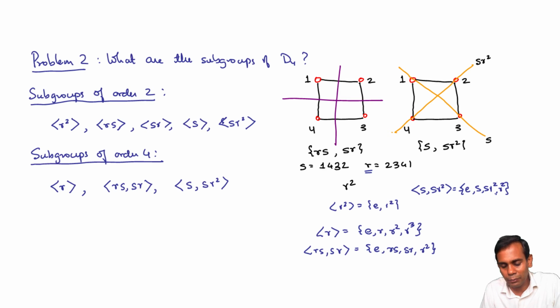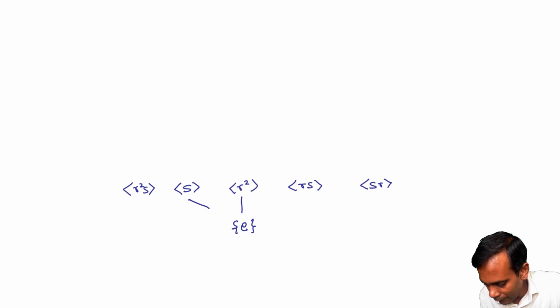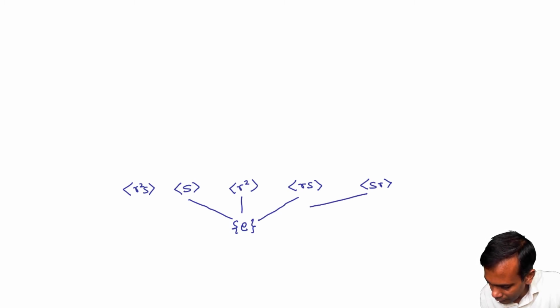Okay, and then there's the obvious subgroup of order 1, which is just the singleton identity, and the subgroup of order 8, which is all of D4. We can organize these subgroups in a somewhat appealing manner, showing how they are related to each other. So at the bottom of this pile, we have the trivial subgroup consisting only of the identity element. And then we have the subgroup generated by R squared, and then the subgroup generated by S, the subgroup generated by R squared S, the subgroup generated by RS, and the subgroup generated by SR. Those are the 4 reflections. Okay, and they all contain the trivial group.